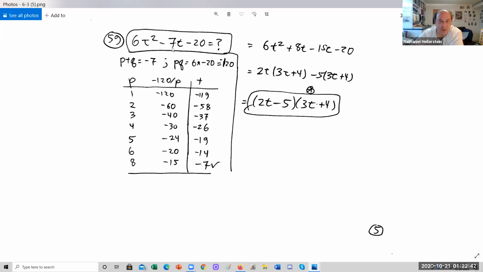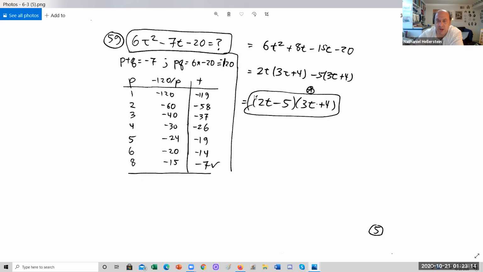Anyhow, so -7t I'll write as 8t minus 15t right here. 6t squared plus 8t minus 15t minus 20. Now these two terms, 6t squared plus 8t, have a common factor of 2t. Pulling that out, this becomes 3t, this becomes a 4. Minus 5t minus 20 here, I'll just jump to pulling out a negative 5 and leaving a 3t plus 4. And okay, 3t plus 4 in common, times 2t minus 5.